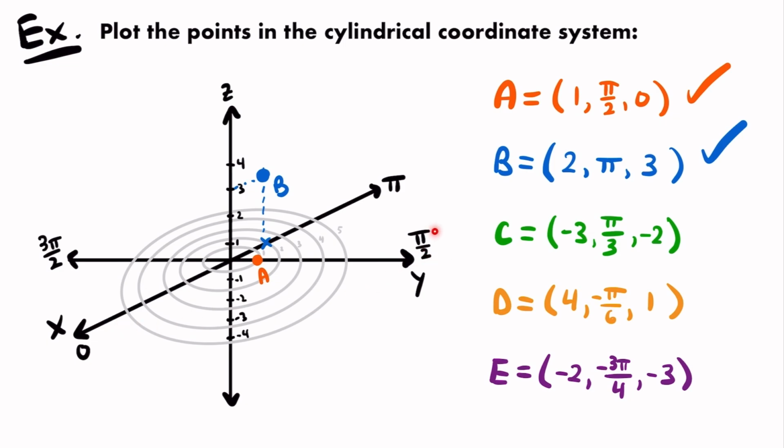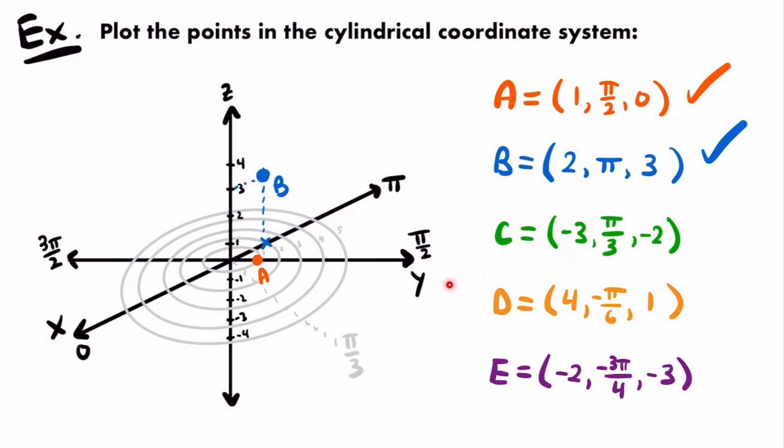So you're not going to reach pi divided by 2. That would be halfway to pi. Pi divided by 3 is a little bit less than that. So I'll say that the angle pi divided by 3 is right about here. We'll say that that's pi divided by 3. So we will be along that angle. But then what about our radius? It's negative 3. So what does that mean?